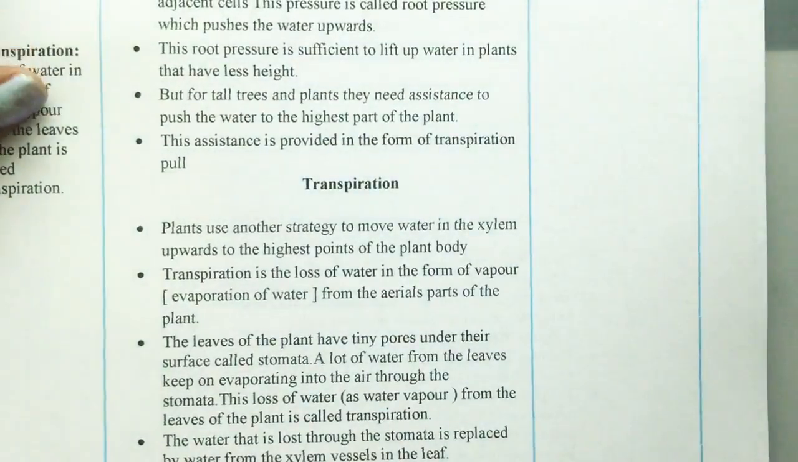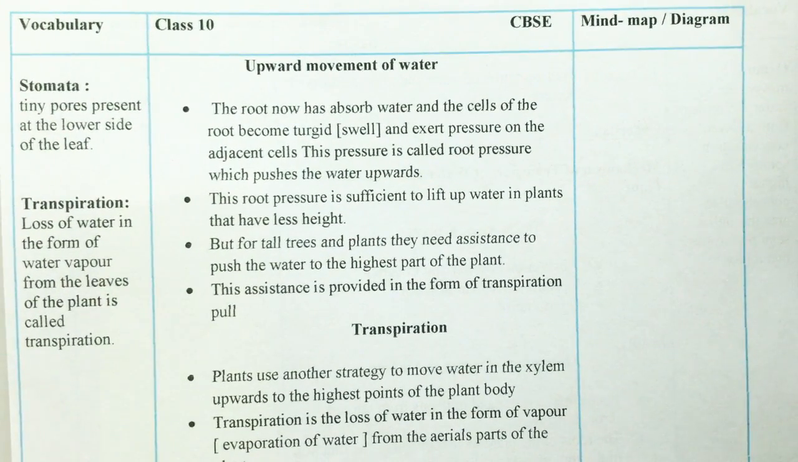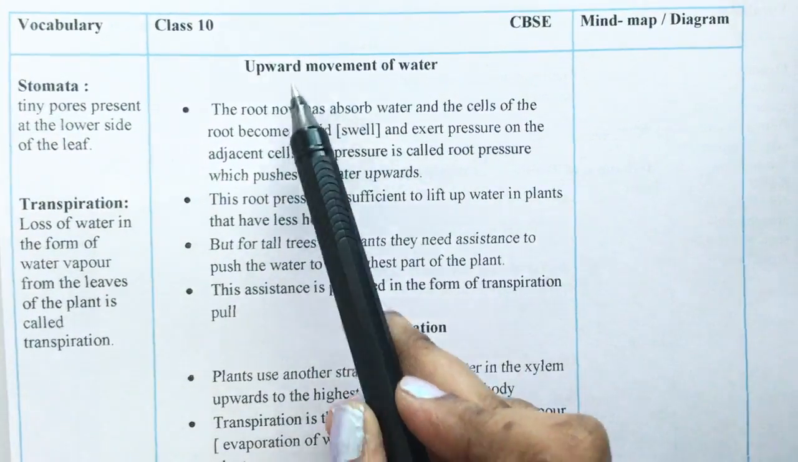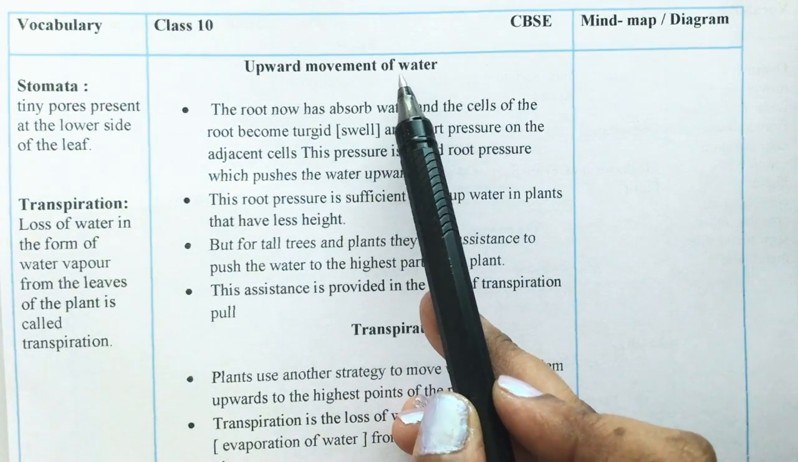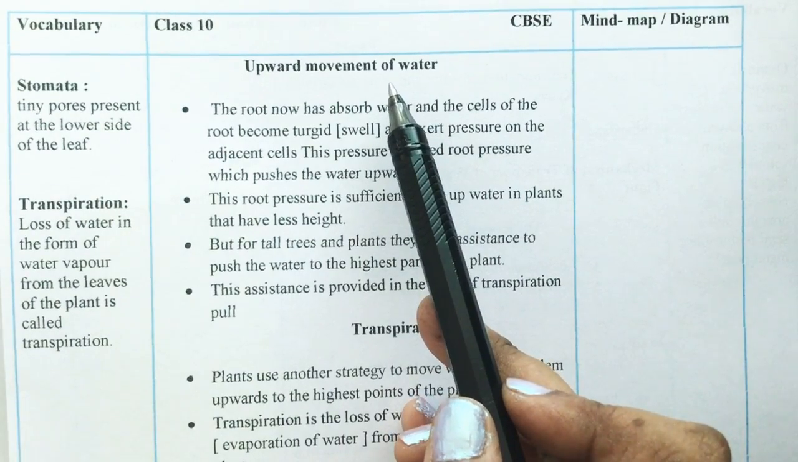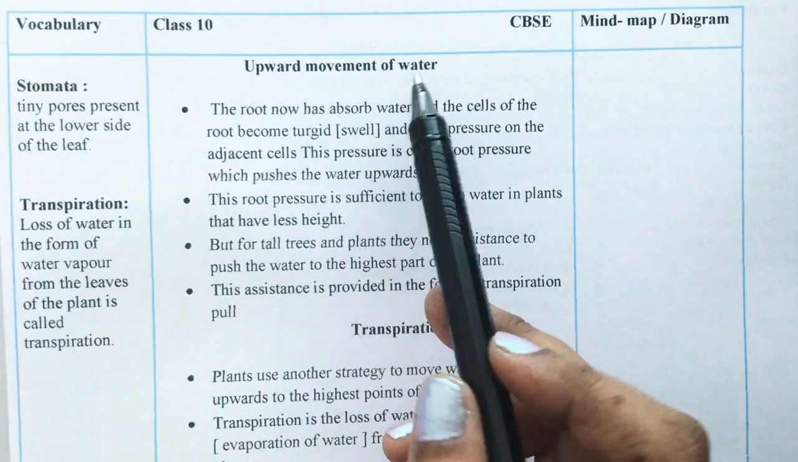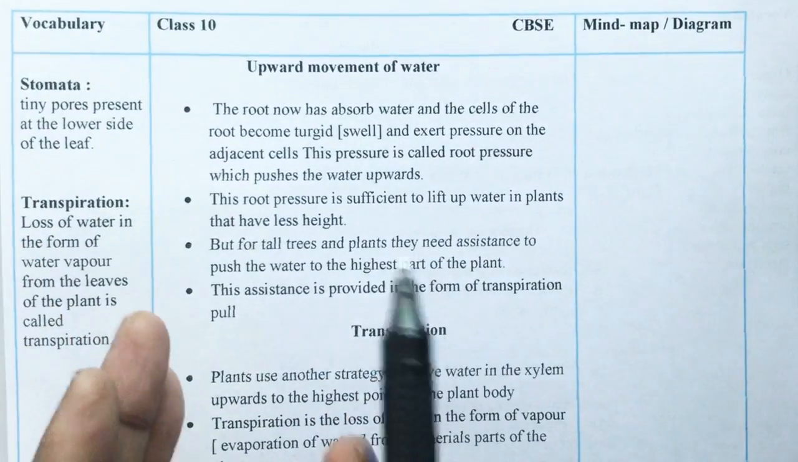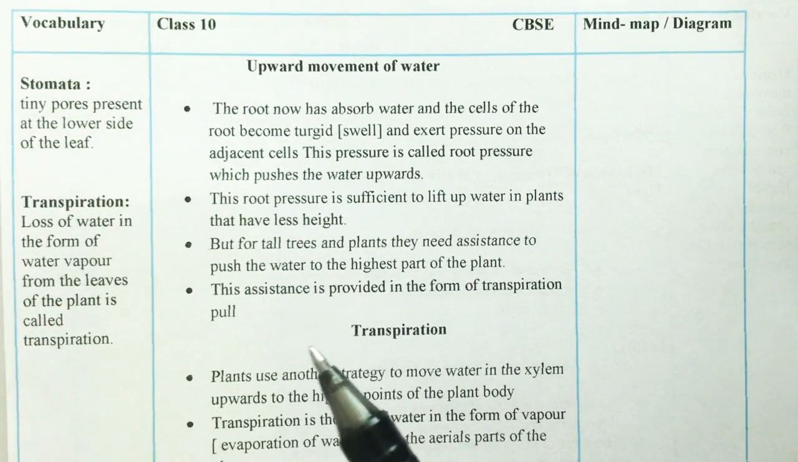Now, let us go to the next part, which is upward movement of water. This is the next process that is involved in transportation of water and minerals through xylem. Let us see how this upward movement of water now happens. So, now we have a column of water which needs to be pushed upward. So, let us see how it happens.